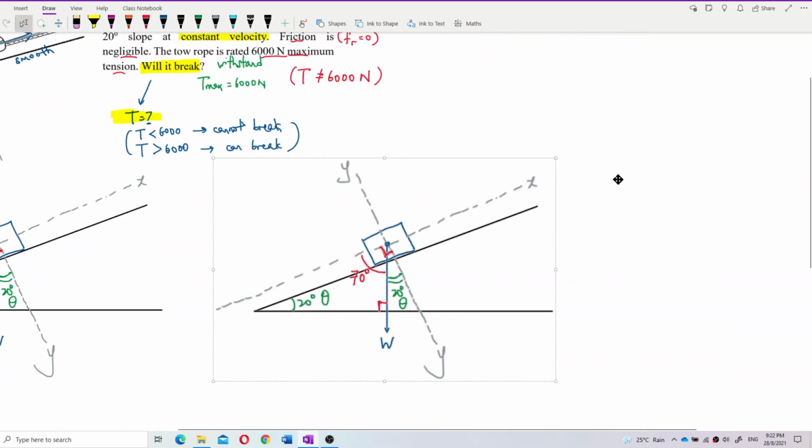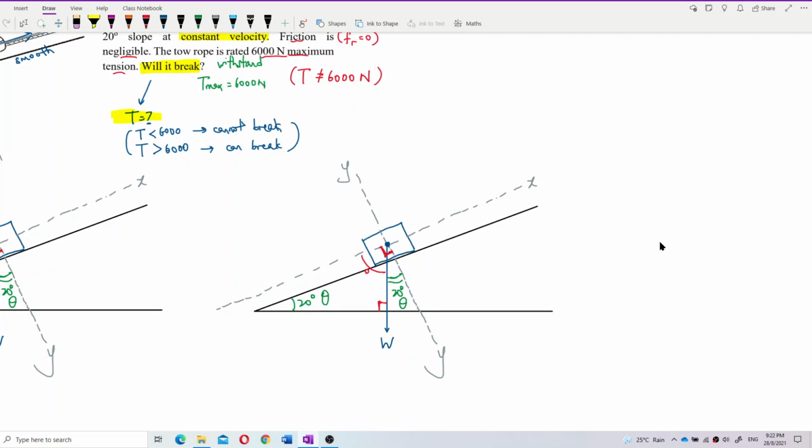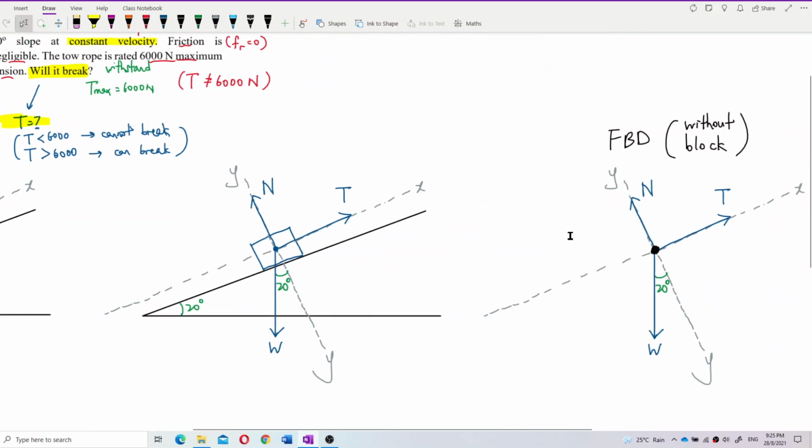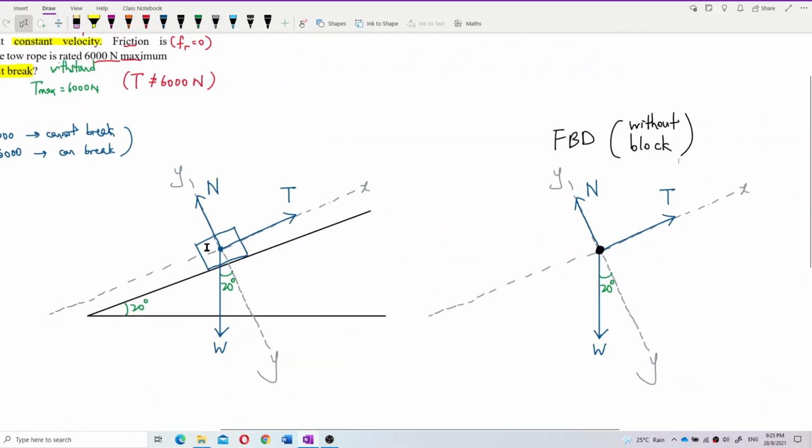Just copy and paste over here. Make another copy. I want to simplify my diagram now. I don't want all these, so I have simplified it. I created another two diagrams, a simplified version. This is the free body diagram without the block. You don't need to draw the block, you just draw a point to represent the block. When the question asks you to draw a free body diagram, you need to draw a diagram without the block, just a point, and the x-axis and y-axis are tilted.